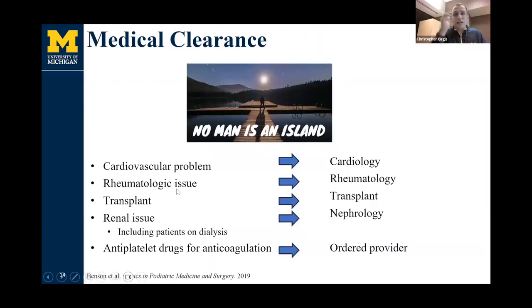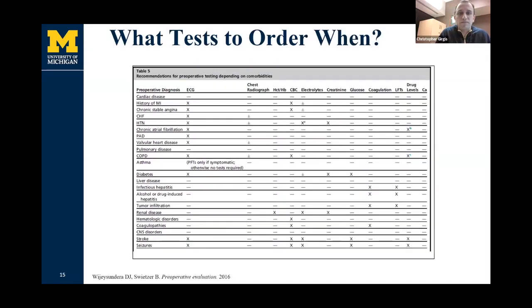And so, it's important that no man is an island, right? No podiatrist is an island. So we really have to make sure that we optimize our patients to the best of our ability. So if they have a cardiovascular problem, we're going to want to consult cardiology. Rheumatologic issue, consult rheumatology. And then, if they have a transplant, we're going to want to optimize them with the transplant team, so on and so forth.